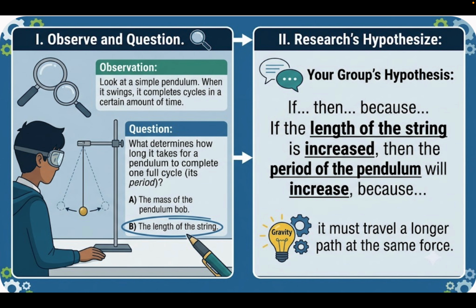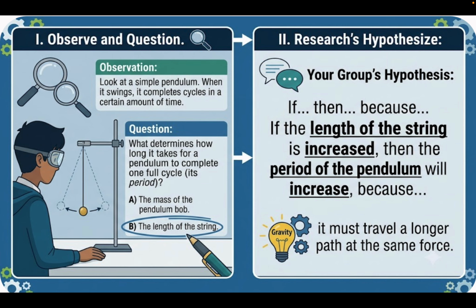The starting point of any experiment is careful observation. The first image captures a student analyzing a standard pendulum swinging back and forth. Based on this observation, the primary question is formed. What determines how long it takes for a pendulum to complete one full cycle, or its period? So for this particular lab, your assigned variable to investigate is the length of the string, which is visibly circled in the image.